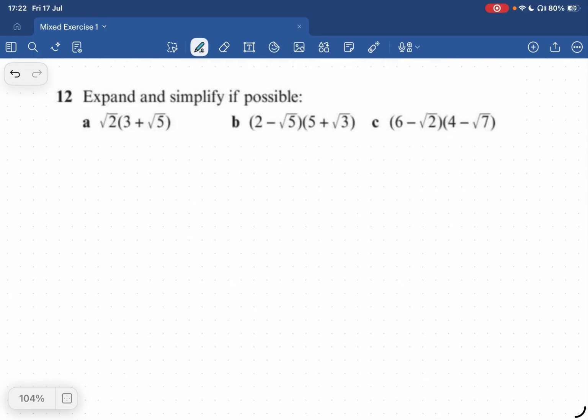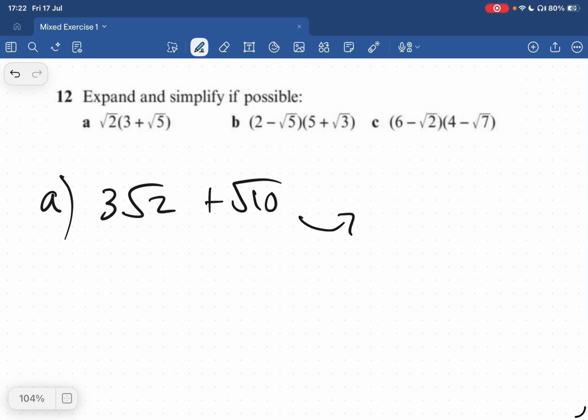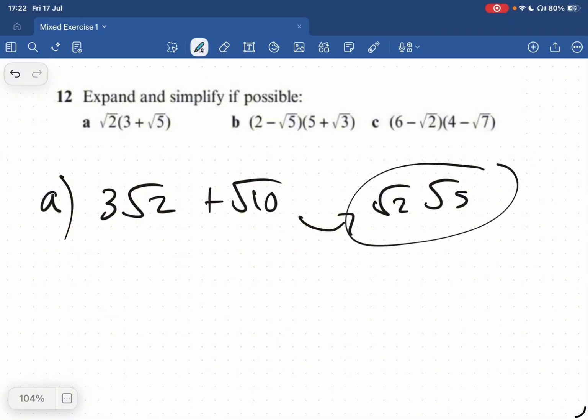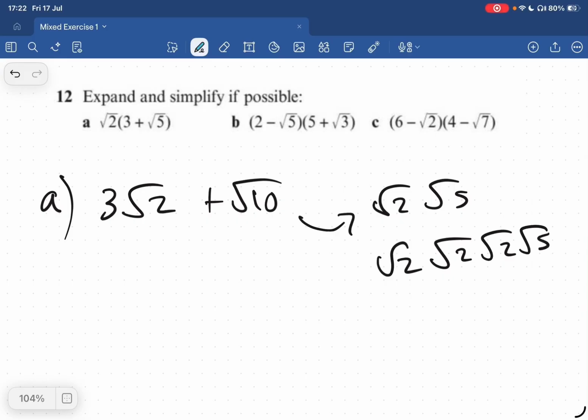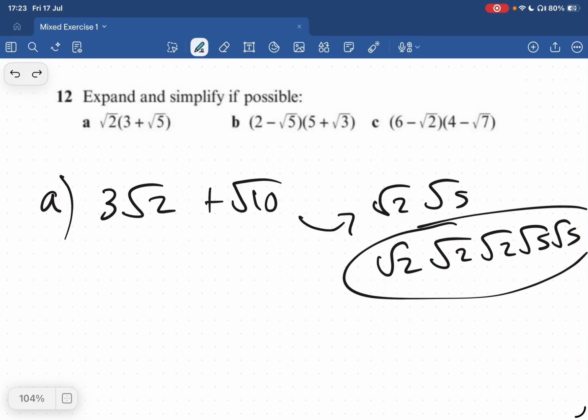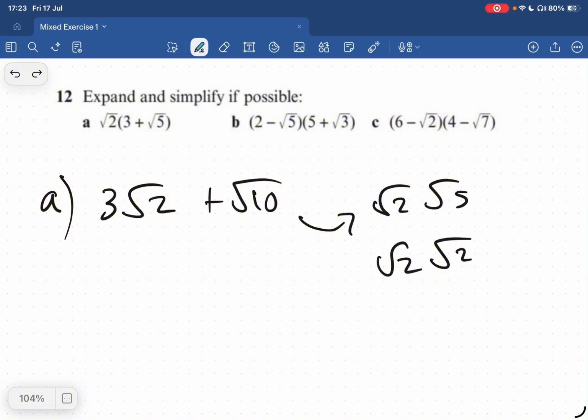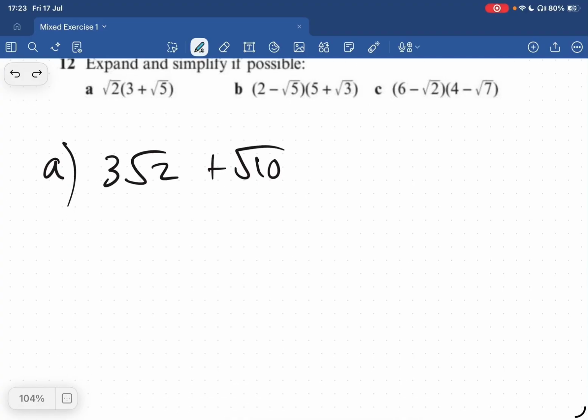Question 12, we need to expand and simplify. So we're expanding 3 root 2 plus root 10. Okay, can we simplify this any further? No. Some people might think you can simplify this by breaking this up to root 2, root 5, but this is more complicated. Imagine if you kept breaking it up into something like that. Think of the most extreme case of what you've kind of acted on to simplify it and question if it's actually simplified. I know you're getting smaller numbers, which is usually what it means by simplifying, but no, we want to write as little as possible.